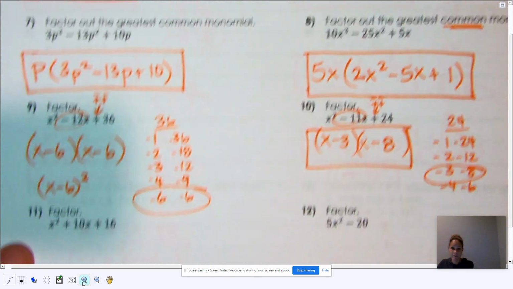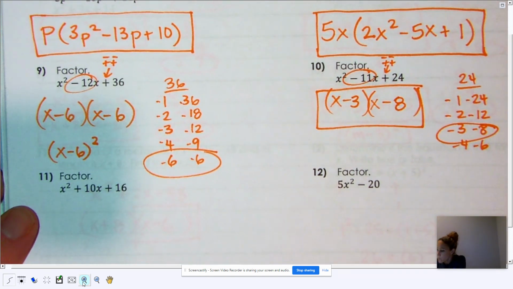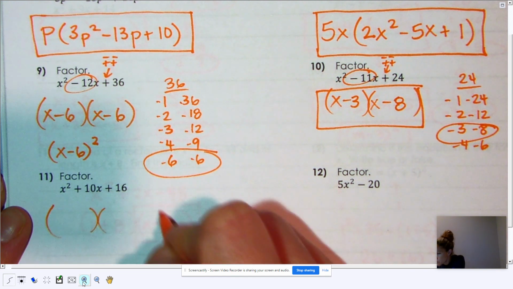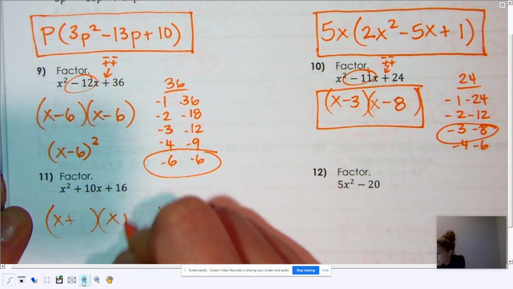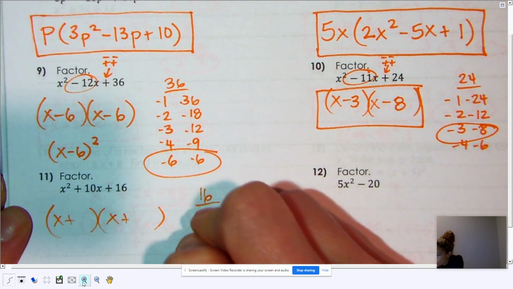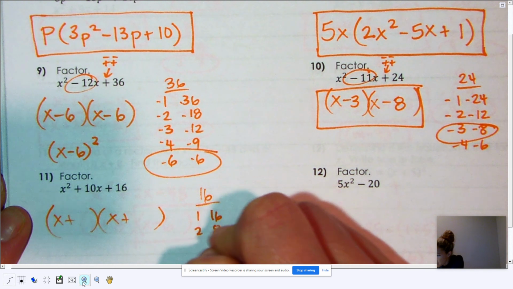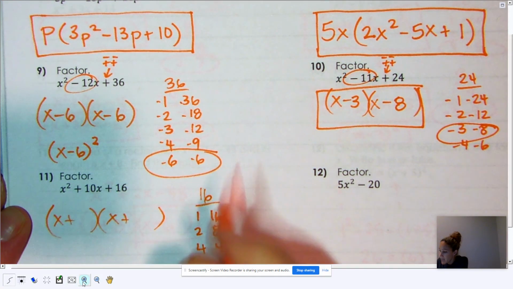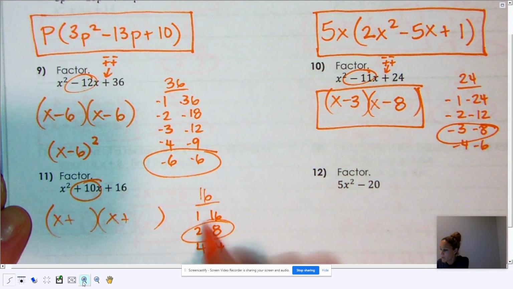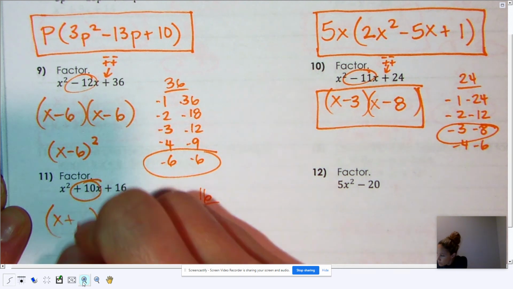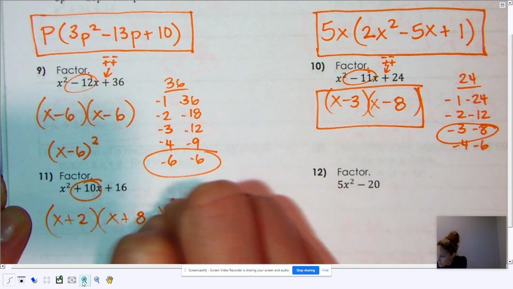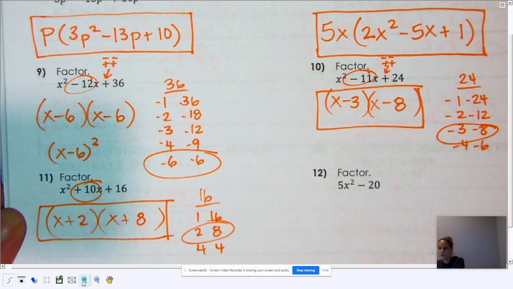Okay, last two problems. We're almost there. So this one, everything's positive, super duper easy, x plus, I've got the 16. I know 1 times 16, 2 times 8, and 4 times 4. And I need to make 10, so I'm gonna say, well, that's 2 and 8. So 2 plus 8, and those are my factors. Okay, question number 12.